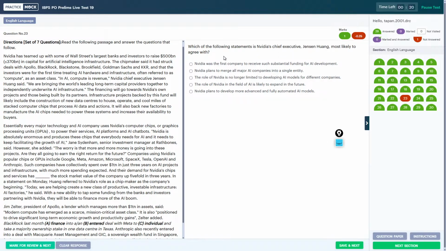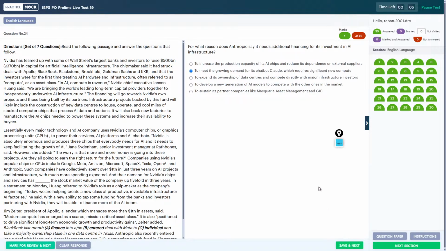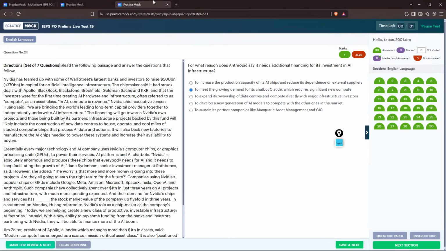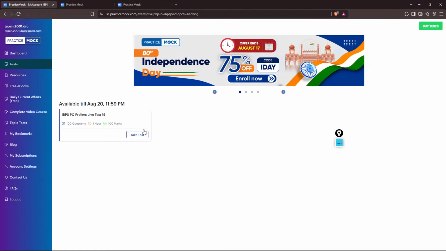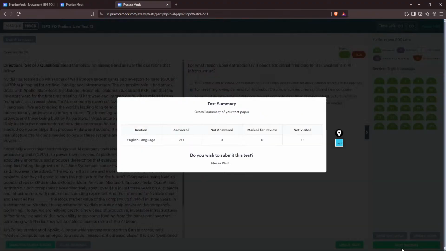Okay, chief most likely agree with first company to receive substantial funding, plan to merge all AI companies, longer limited developing AI model for different companies, spend plans more advanced and fully automated AI model. All right, next section.